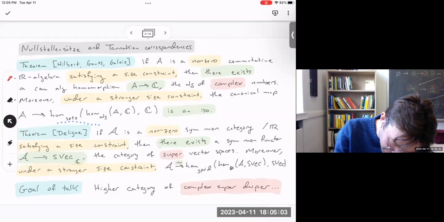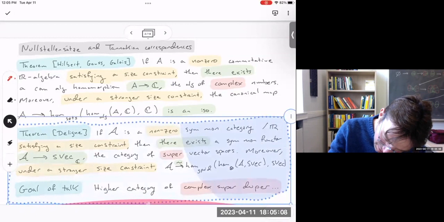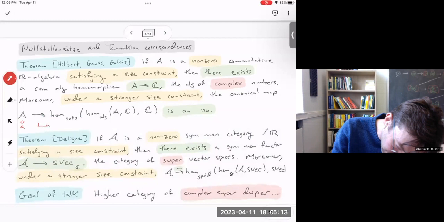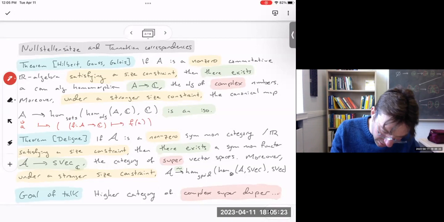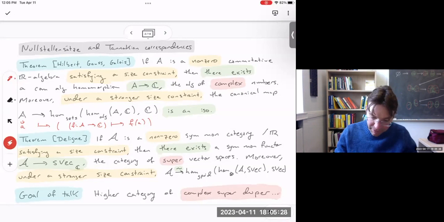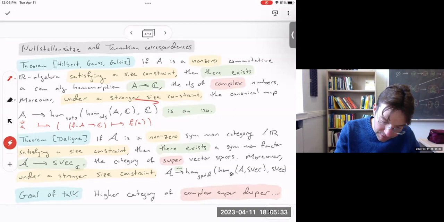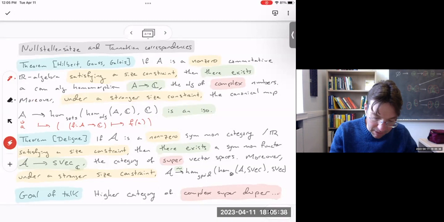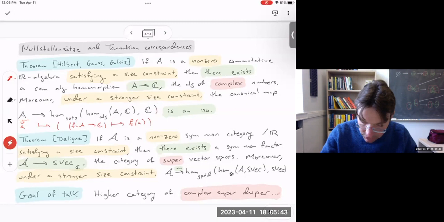This is the homomorphism that takes an element to the function that takes a homomorphism to evaluation. This is the most basic thing you can do; this is currying. Hilbert shows that for any finitely generated algebra, this map, which you always get for any algebra at all, is always an injection. If the algebra satisfies a much stronger size constraint than Hilbert needs, then it's actually an isomorphism.